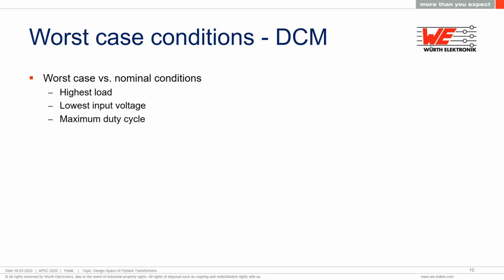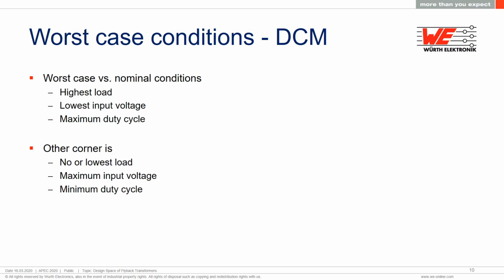You also have to think about what are the worst case operating conditions. In a discontinuous conduction mode, the worst case condition will be under the highest load with the lowest input voltage, which will push the duty cycle to its maximum. That is one corner of the design. And at the other end is the condition of no load or minimum load with maximum input voltage, which should result in minimum duty cycle.